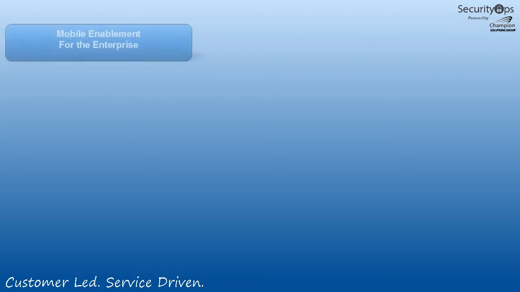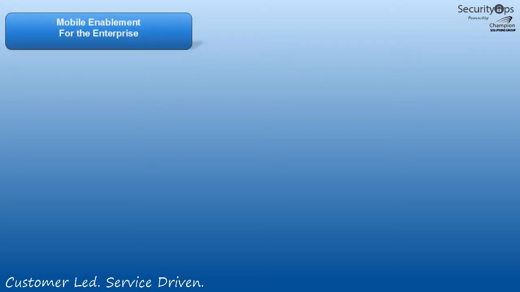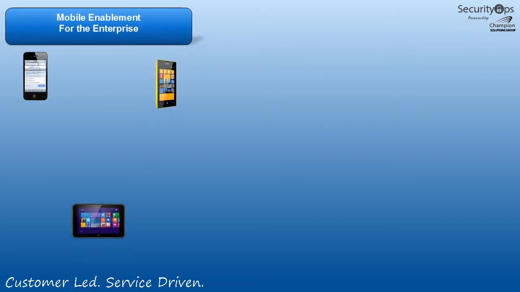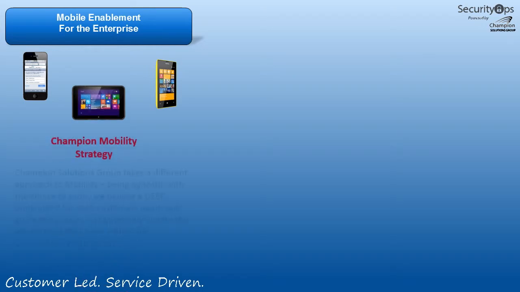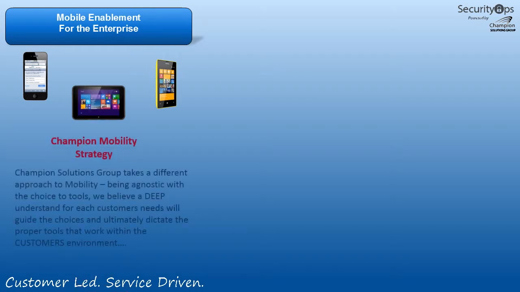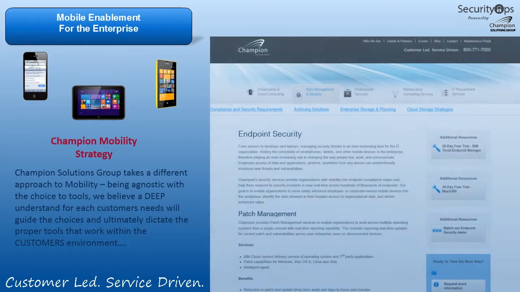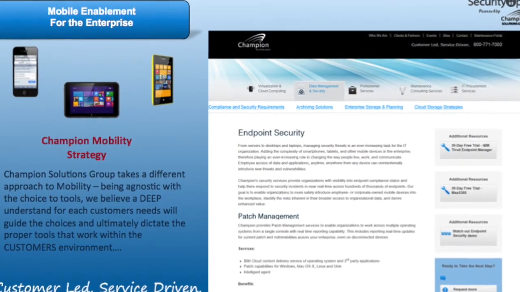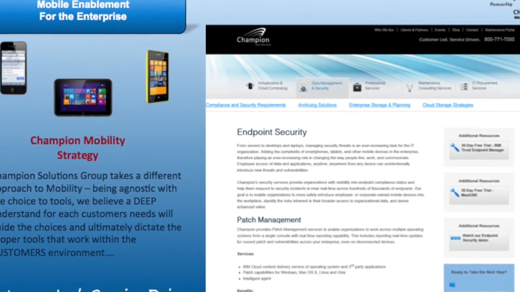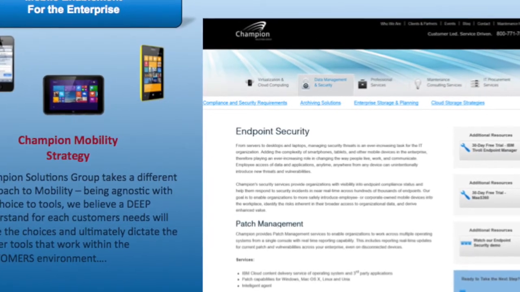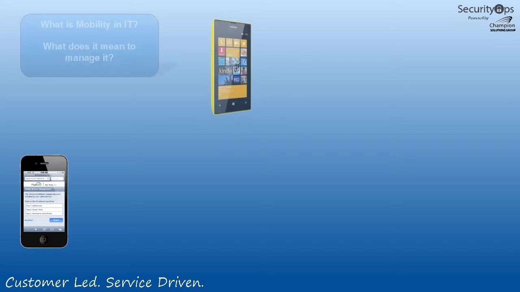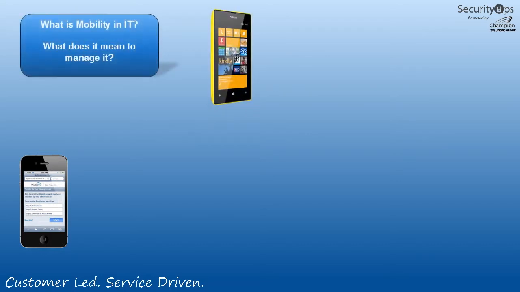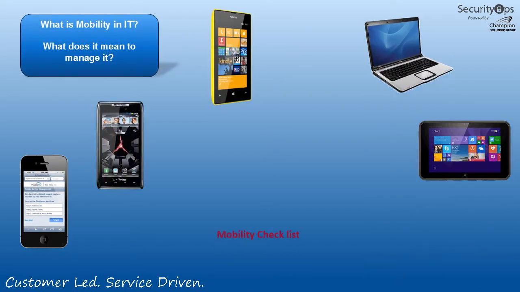Today's topic of discussion is mobile enablement for the enterprise and how Champion's mobility strategy can help customers define their mobile initiative. We believe in being vendor agnostic and believe that we have to take a deep dive to understand each customer's needs, and that'll help us guide the choices made and ultimately dictate the proper solution for any customer's enterprise mobility requirements. In order to do that, we have to understand what mobility is in terms of IT and what exactly it means to manage it.